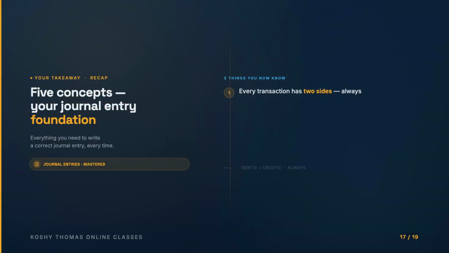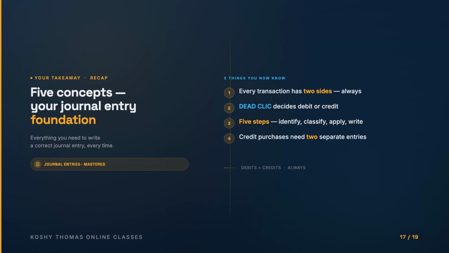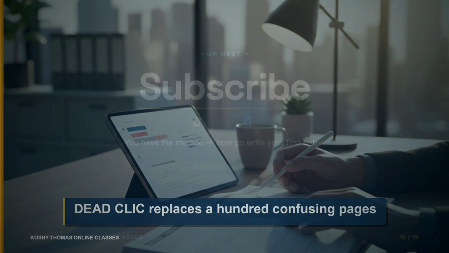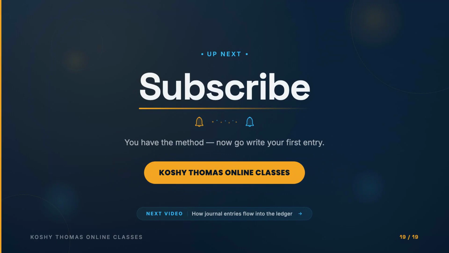Here's what you now know. Every transaction has two sides, always. Use DEAD CLIC to decide debit or credit. Follow 5 clear steps for every entry. Credit purchases need 2 separate entries, receipt and payment. And compound entries are fine, as long as totals balance. That is journal entry recording. Not magic. Just method. Try one entry tonight, just one, and you'll feel it click. You've got the foundation now, go use it.